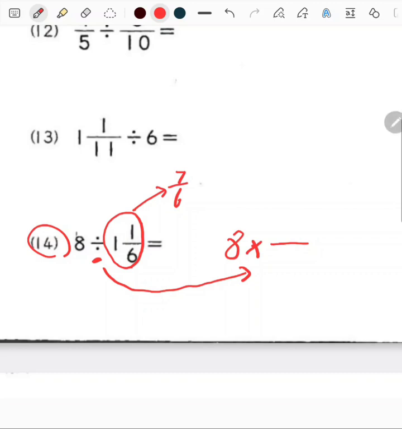So the 7 over 6 will become 6 over 7 because we flip it. And then because the 8 cannot reduce with the 7, right? You can't reduce the 8 with 7. So the 6 times 8 will be the new numerator. And over here, this will be 7. So then afterwards, it becomes 48 over 7 is my answer for question number 14.